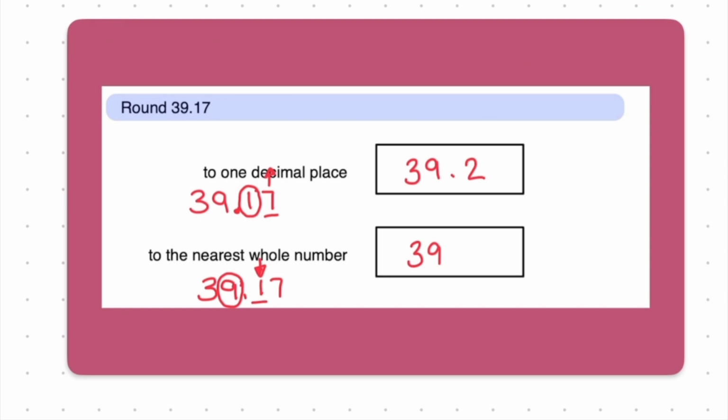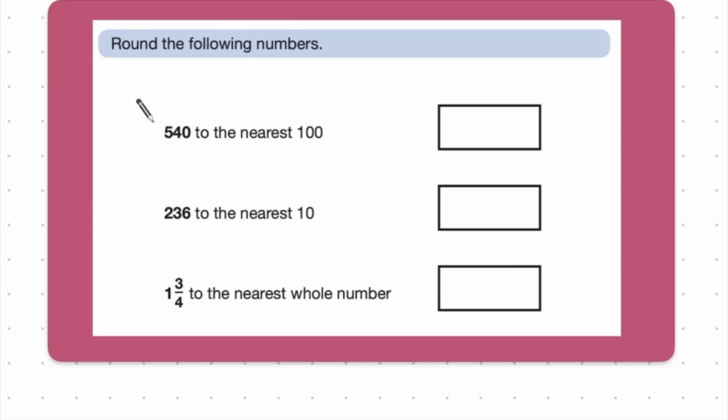Again, you don't need any decimal points. You don't need any decimal places after the decimal point because it asks you for a whole number or an integer. So make sure you understand what an integer is, but it just means a whole number. Next question, round the following numbers.